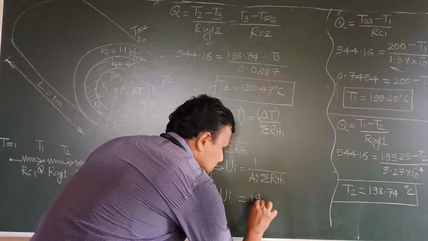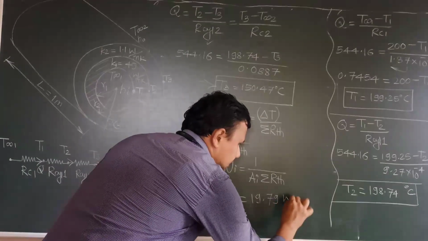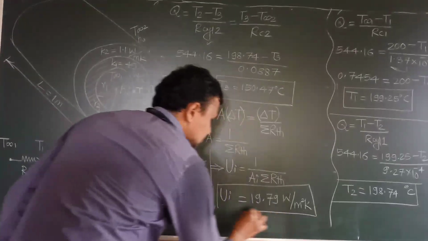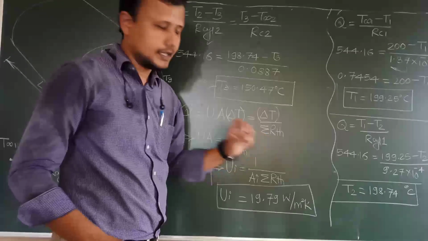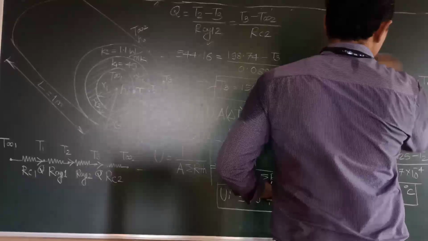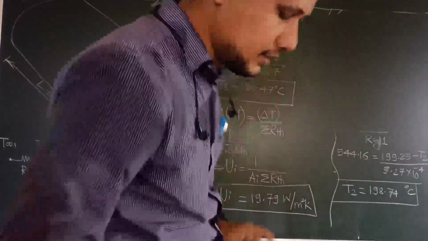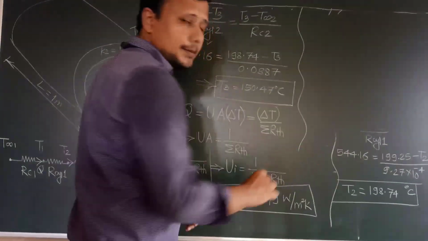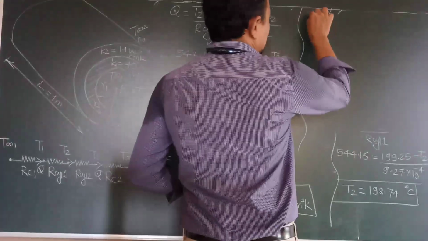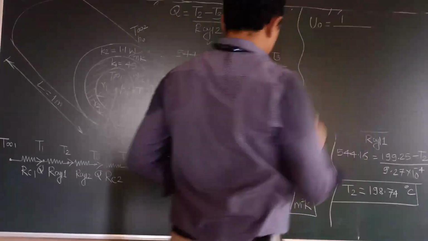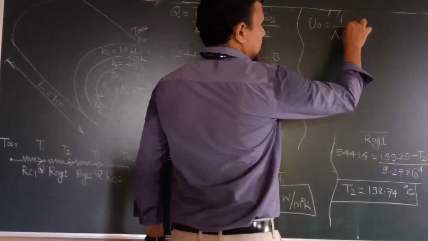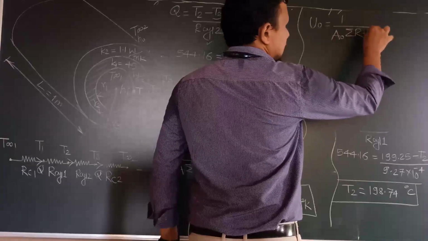Ui comes out to be 19.79 watt per meter square Kelvin. I leave the value substitution to you. You have to substitute the values in the next step and calculate the answer. In the same fashion, I can also calculate the external overall heat transfer coefficient based on external surface. So this equation will be slightly changed. This will be U0 equal to 1 upon A0 and summation of thermal resistances as it is.